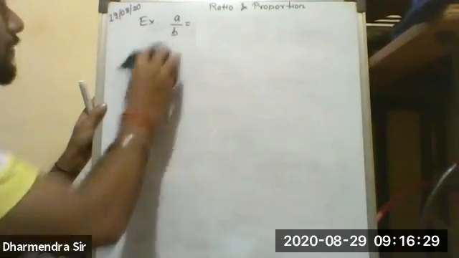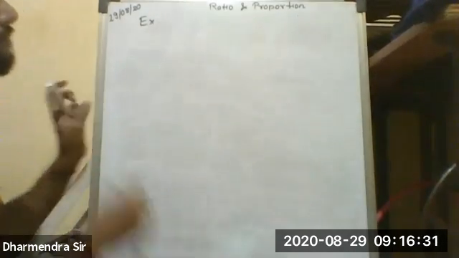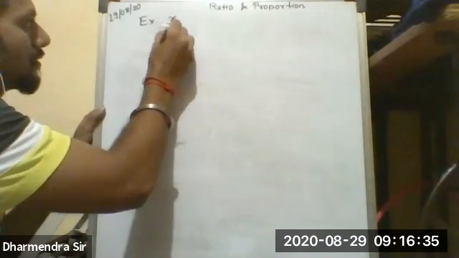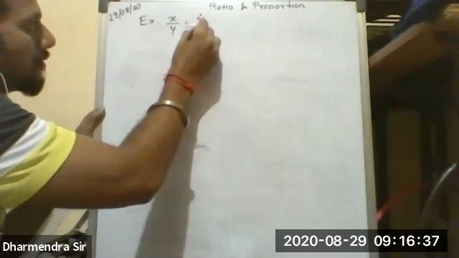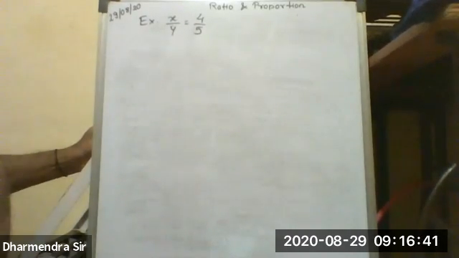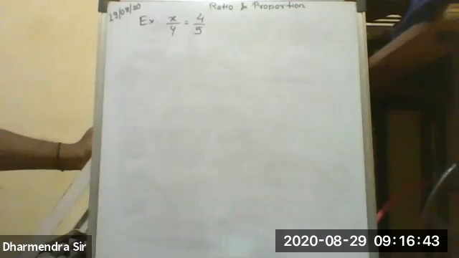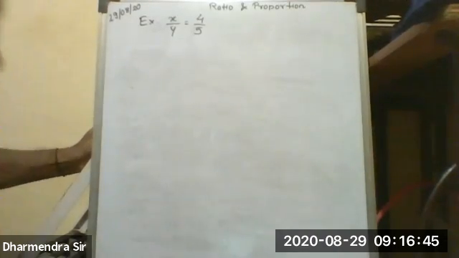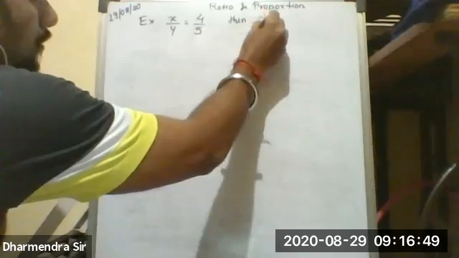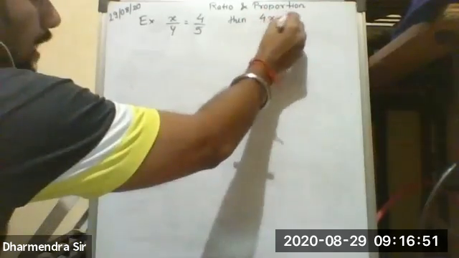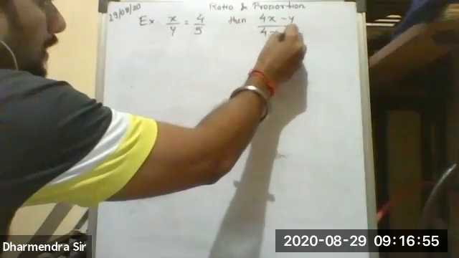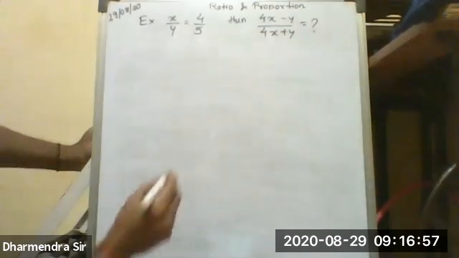What they have given? They have given us x by y this time. So, x by y is 4 by 5. They are asking us to find the value of 4x minus y upon 4x plus y.